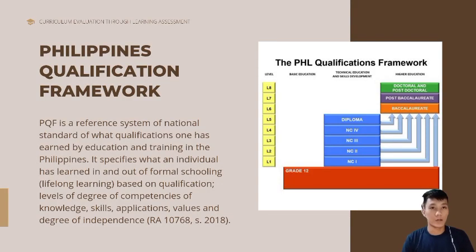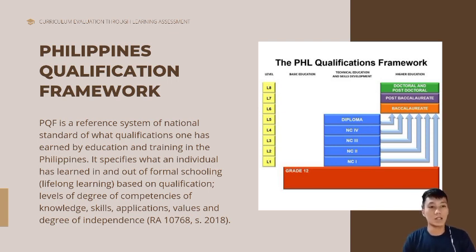So Philippine Qualification Framework, or PQF, is a reference system of national standard of what qualifications one has earned by education and training in the Philippines. It specifies what an individual has learned in and out of formal schooling, lifelong learning based on qualification, levels of degree of competencies of knowledge, skills, applications, values, and degree of independence. So, when we say Philippine Qualification Framework, it is actually a national policy that describes the level of educational qualification of a person, and it sets the standard for qualification outcomes in every profession.